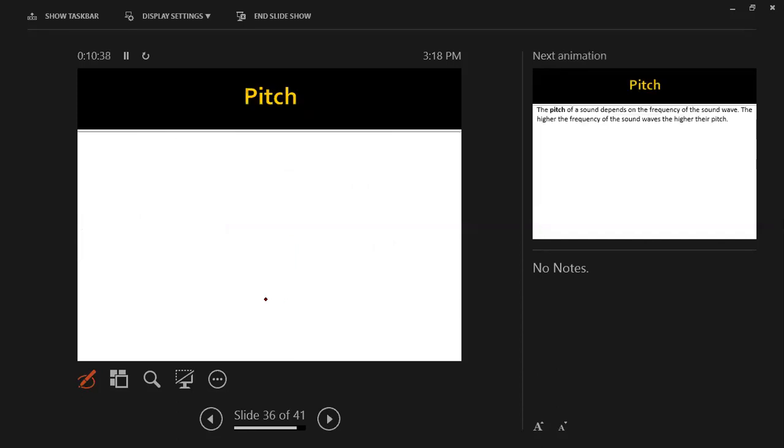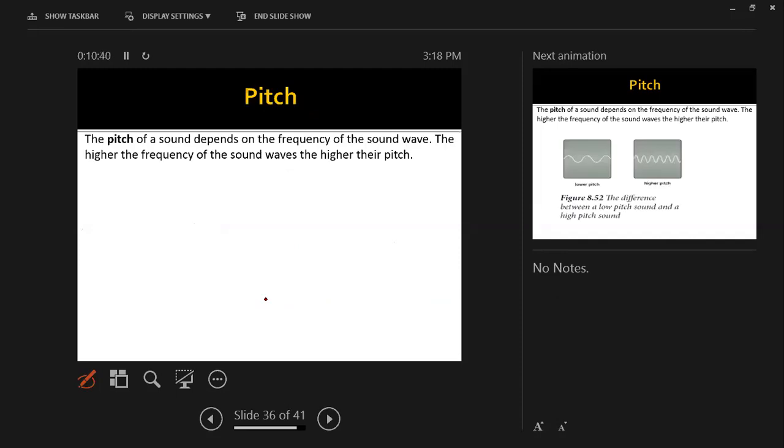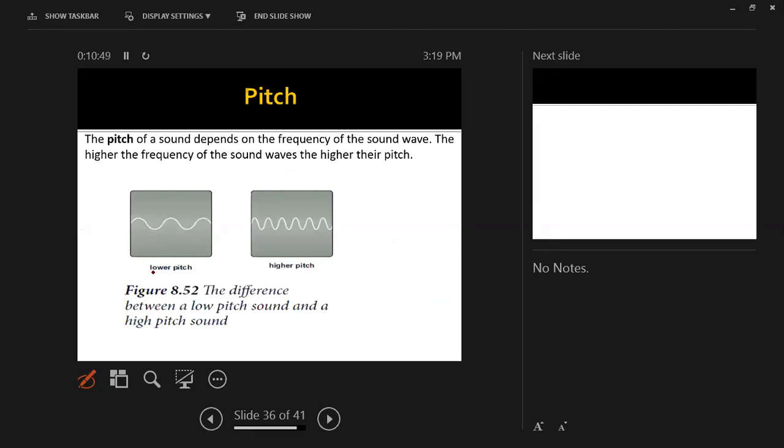The second one is the pitch. The pitch of the sound depends on the frequency of the sound wave. The higher the frequency, the higher the pitch. So here, for example, is lower pitch. As you see, the amplitude is very small.